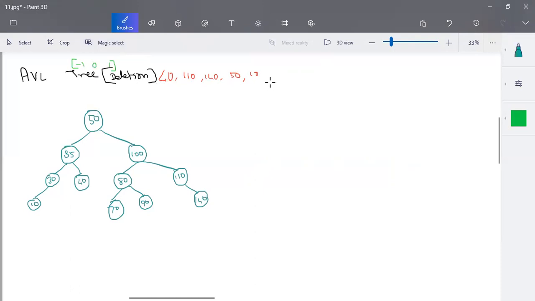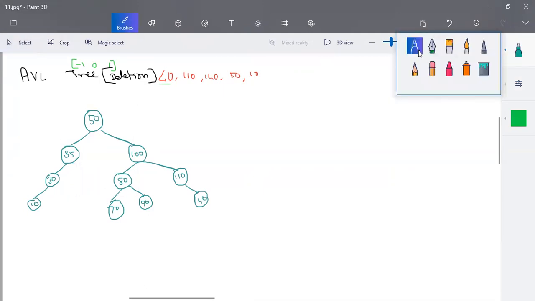First, I want to delete 40 from this tree structure. 40 is a node that doesn't have any child at all, so this is a deletion of a node with no child. How will you delete it? We can directly remove it from the given tree structure. This is how a deletion for a node with no child will occur.